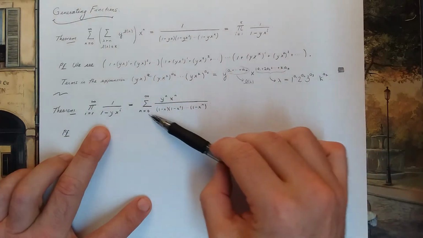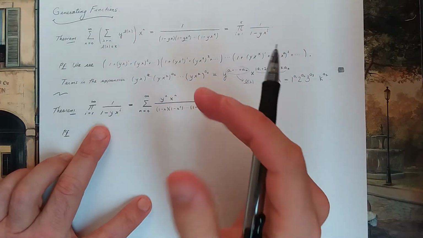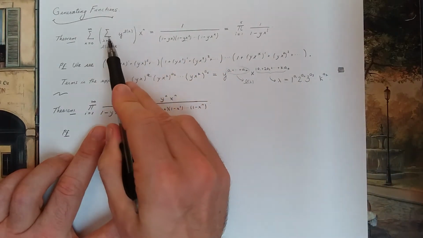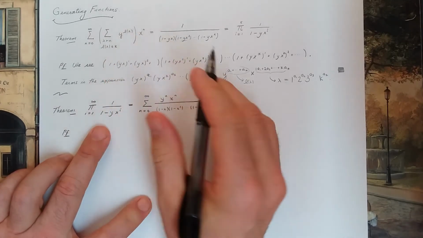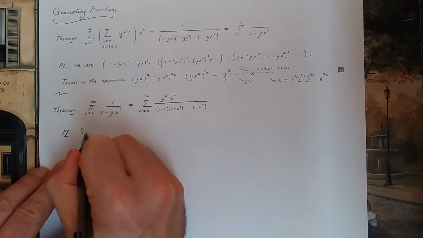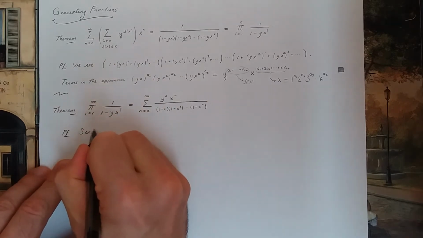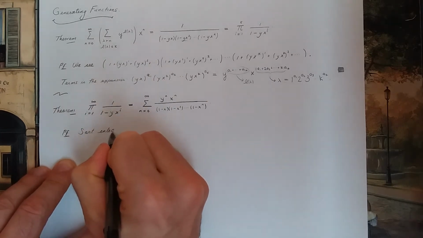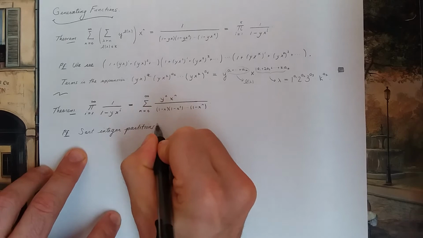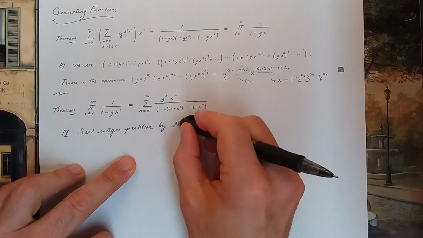So I want the right side of the equation to do the same thing. I want the right side of the equation to be a generating function for all integer partitions where the power of y gives me the length and the power of x gives me the size. I'm going to do that in the following way. I'm going to sort integer partitions by their length. And here's what I mean by that.